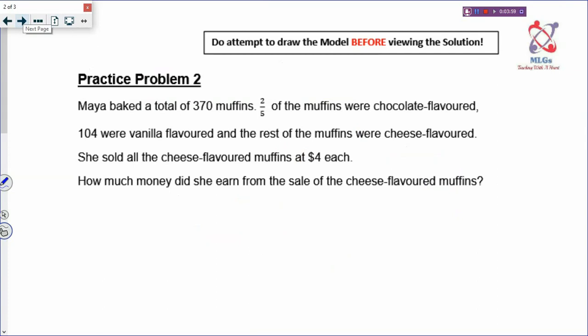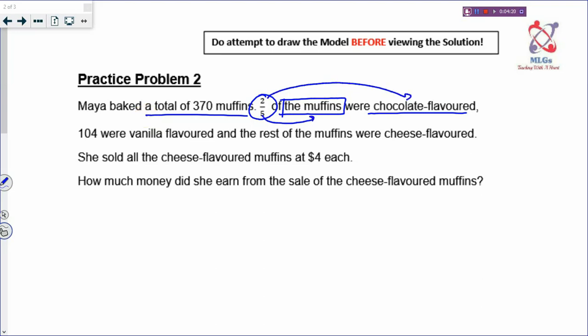Alright, Maya baked a total of 370 muffins, 2/5 of the muffins. So this fraction is generally talking about the muffins. 2/5 of the muffins were chocolate flavored. So if you break up the fraction, it means the muffins have altogether 5 boxes, and 2 boxes were chocolate flavored.